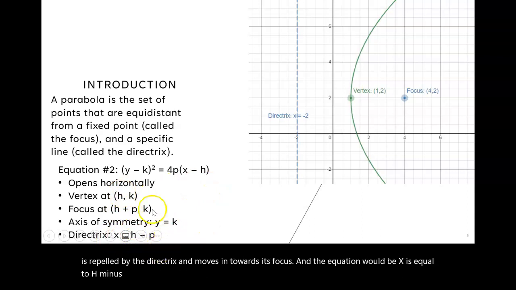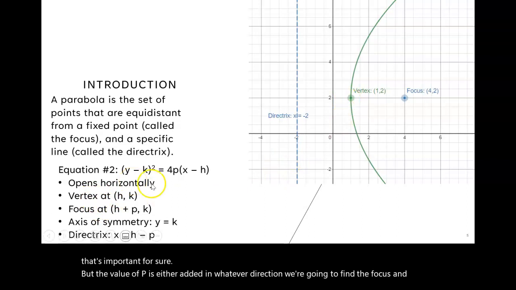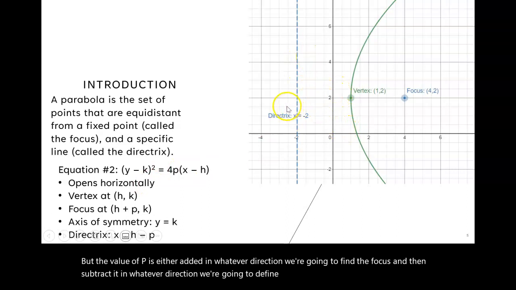I would not necessarily memorize all this. You know where the vertex is, that's important for sure. But the value of p is either added in whatever direction we're going to find the focus, and then subtracted in whatever direction we're going to find the directrix. It's the opposite way for the directrix.